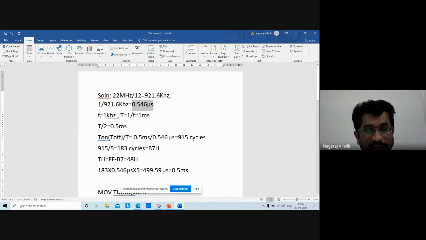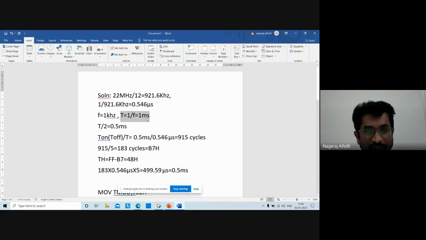Okay. Now, what frequency have they asked to generate? Frequency of 1 kilohertz. If you want to generate 1 kilohertz, what should be the time period? T is equal to 1 by f, that is 1 upon 1 kilohertz, that is 1 millisecond.